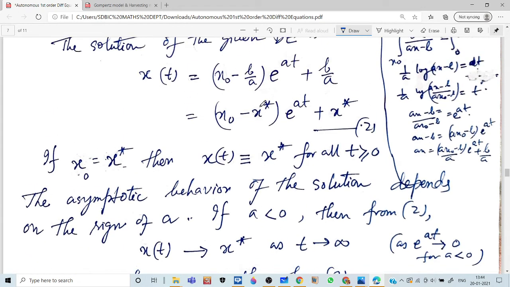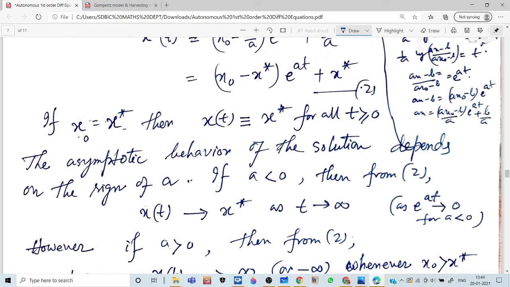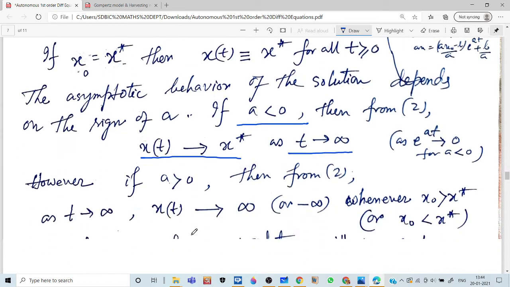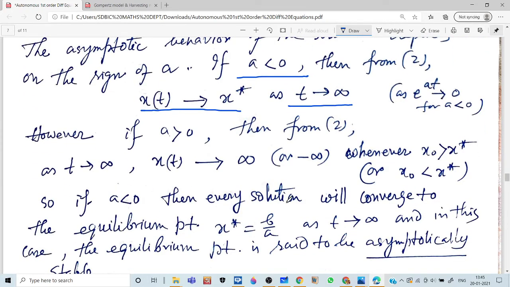Now if this constant a is negative, then in e to the power a t, as t increases and tends to infinity, this term goes to 0, so x(t) tends to x star. So if a is less than 0, then the solution x(t) goes to x star as t tends to infinity. However, if a is positive, this term goes to infinity as t tends to infinity, so x(t) goes to infinity. So when a is less than 0, the solution will converge to the equilibrium point x star equal to b/a.